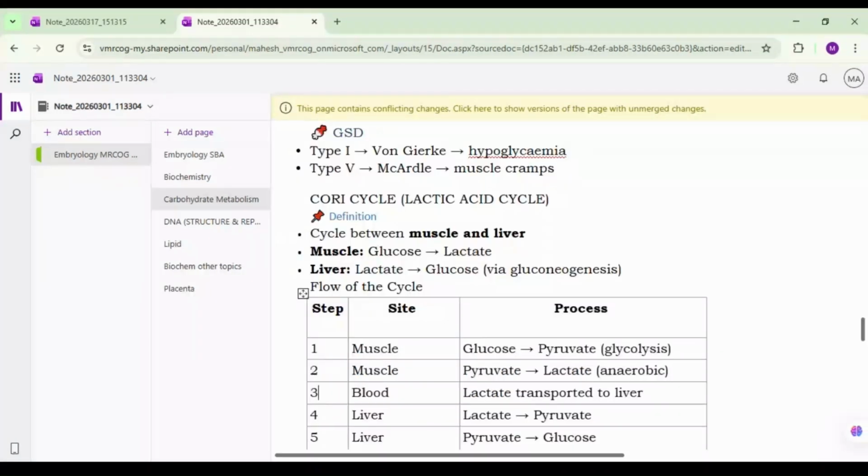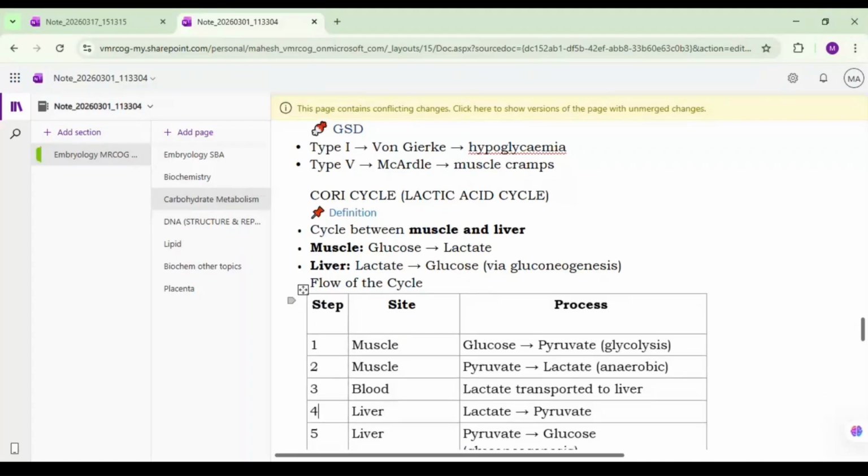The next metabolic pathway for glucose is the Cori cycle, or lactic acid cycle. This cycle is between the muscle and the liver. In the muscle, glucose is converted into lactate. Now this lactate will go to the liver, and from lactate you will get glucose via gluconeogenesis. This is the flow in the Cori cycle.